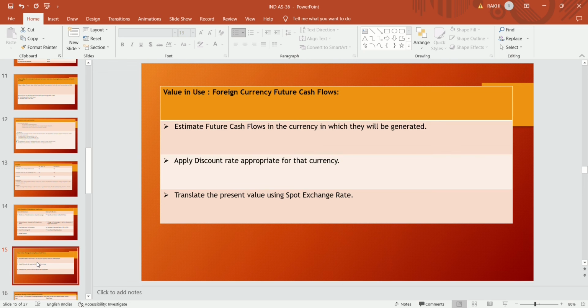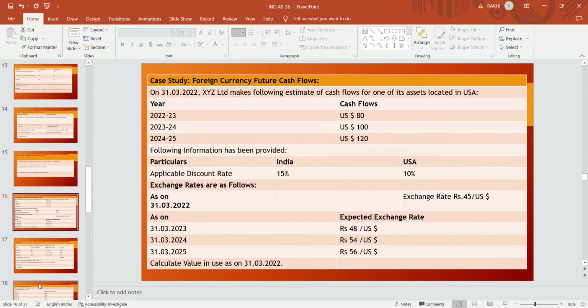Means we will apply the discount rate of that foreign currency only in which the cash flow is generated, and then we will translate it at the spot exchange rate. This is a three-step process to determine the value in use in foreign currency. This is the case study of foreign currency future cash flow, on 31st March 2022.